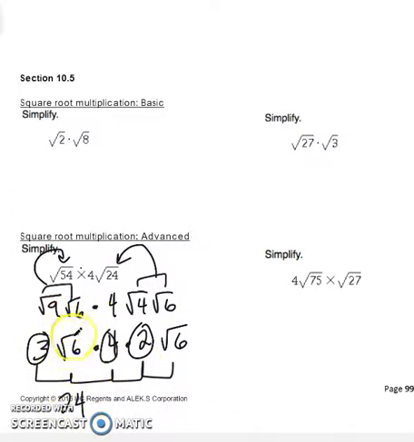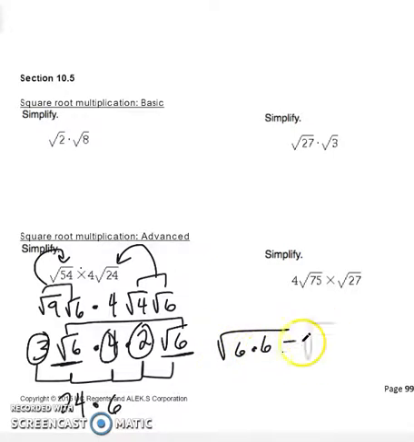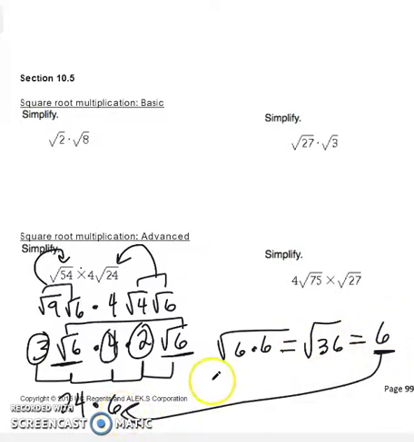And then what's root 6 times root 6? This is very important, right? Anytime you multiply a square root times another square root, you're going to get the number under the root, so it's just going to be times 6. If you want to go ahead and write out root 6 times 6, which is square root of 36, which is 6, that's fine, but notice you still get the same 6.